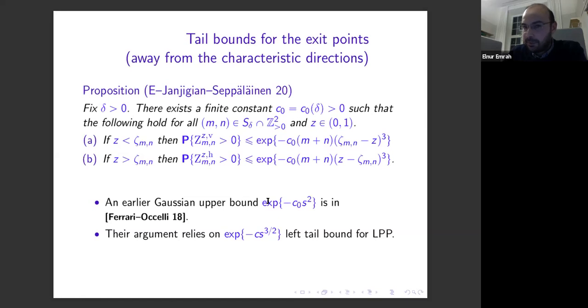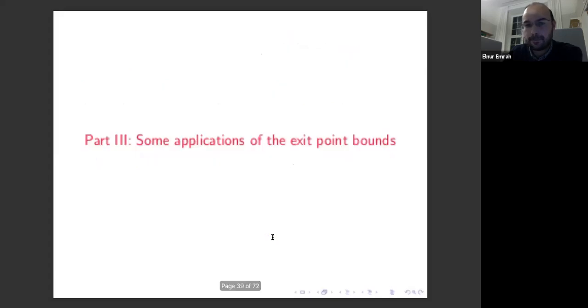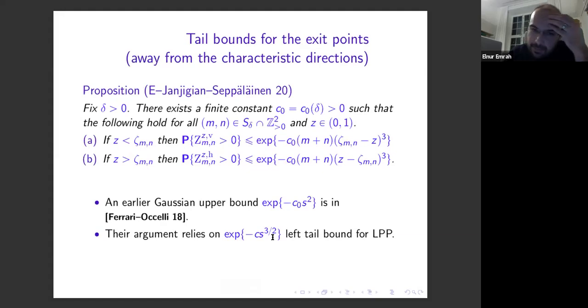Okay, so previously a Gaussian upper bound for these probabilities was obtained by Patrick Ferrari and Alessandro Occelli. Their bound was Gaussian. And again, their argument relied on this s to the 3/2 left tail bound for LPP. Okay, so this concludes the main results that I wanted to include in this talk. And in the subsequent part, I will just mention a few applications of these.